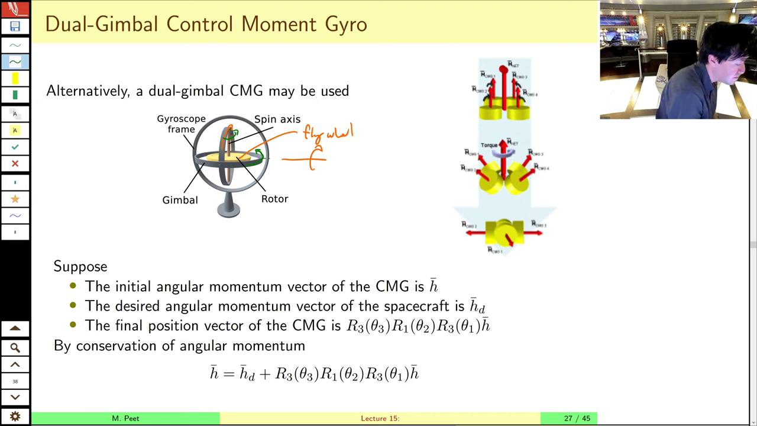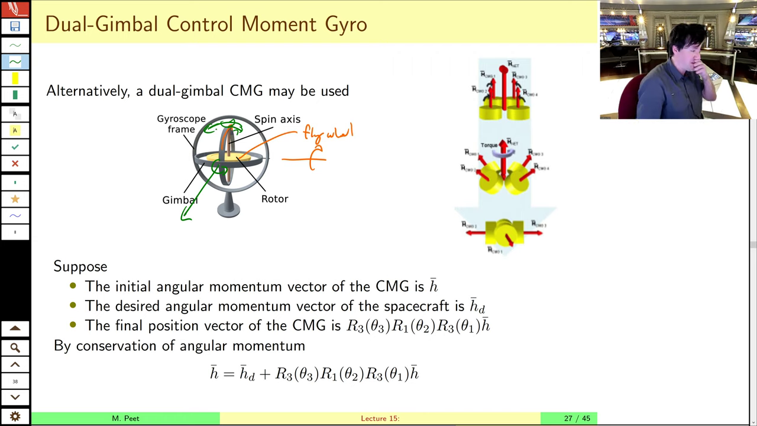Wait, hold on, what am I doing? Okay, my bad. Erase that. We create torque about this axis right there, and that rotates, moving the CMG that way. If we create torque around that one, that'll rotate the thing that way. I'm getting this all wrong, my apologies. So that would be creating torque around that axis. When you create torque around that axis, it rotates the gyroscope that way or this way, which has a reaction wheel to it. So that's a dual gimbal control moment gyro used for creating two axes of rotation.